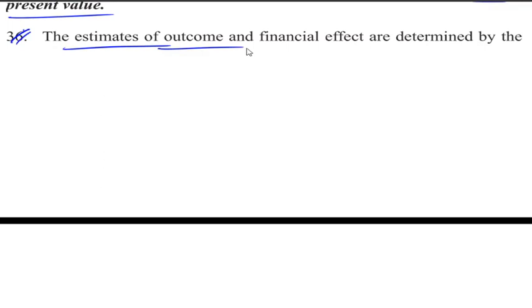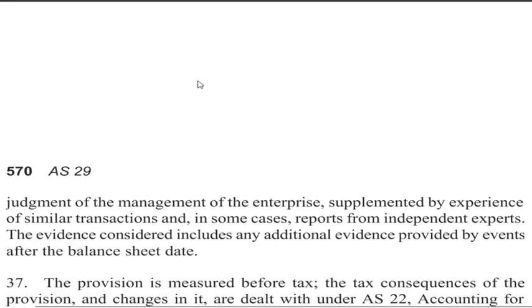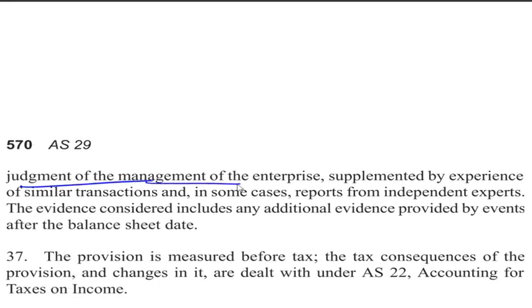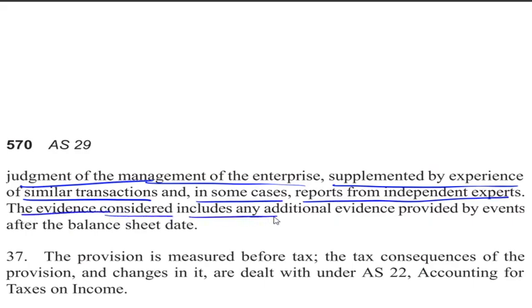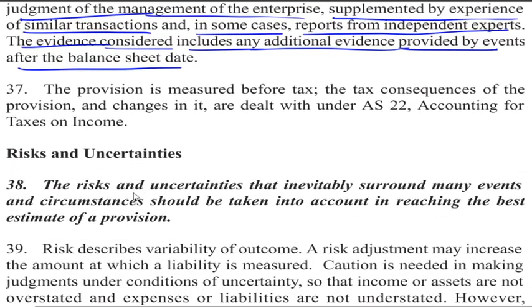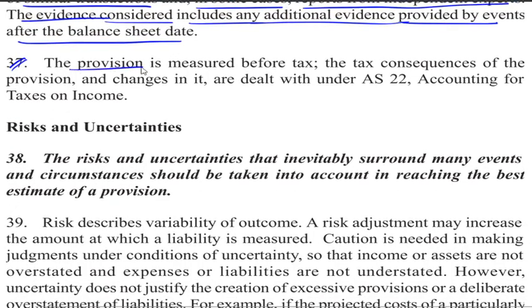The estimate of outcome and financial effect are determined by judgment of management of the enterprise, supplemented by experience of similar transactions, or in some cases, reports from independent experts. The evidence considered includes any additional evidence provided by the events after the balance sheet date. The provision is measured before tax.